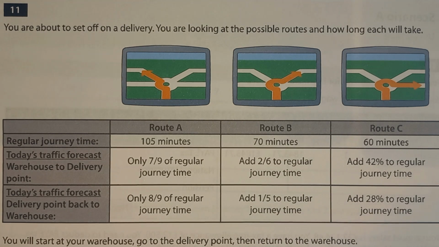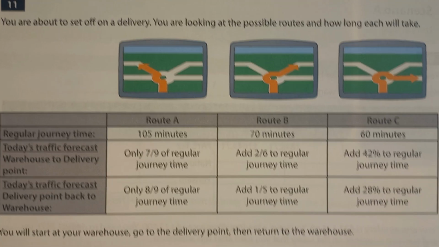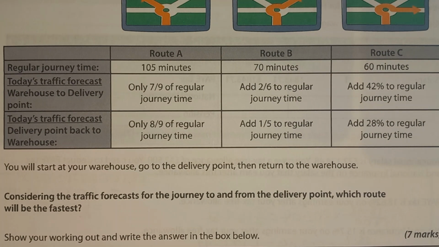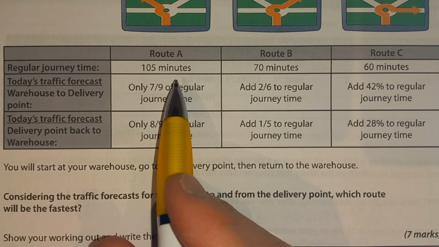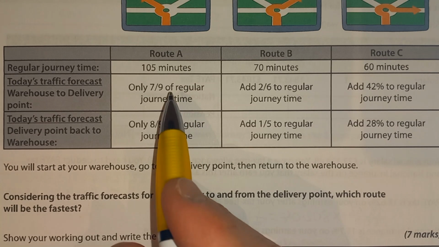So, what's the question? You will start at your warehouse, go to the delivery point, then return to the warehouse. Considering the traffic forecast for the journey to and from the delivery point, which route will be the fastest? Show your working out and write the answer in the box below. Right, so for each of these, we want to work out what the adjusted journey times are.